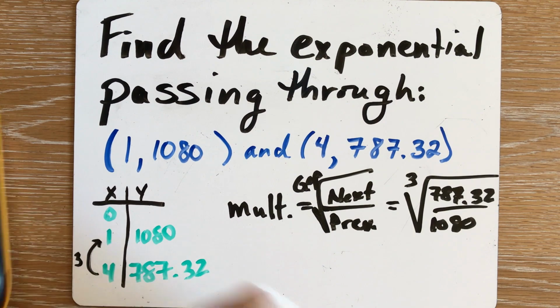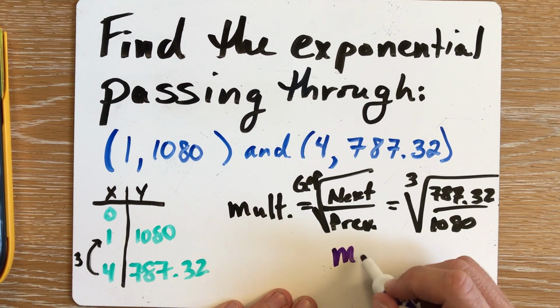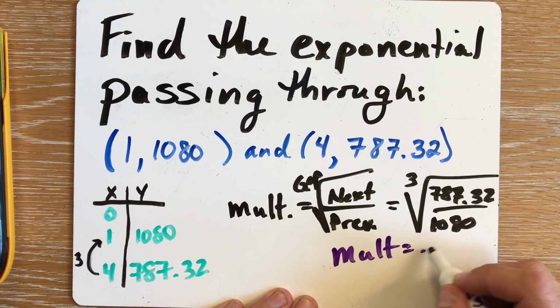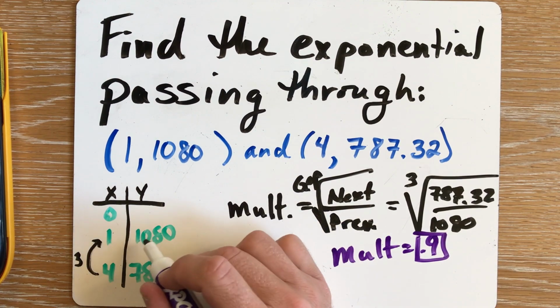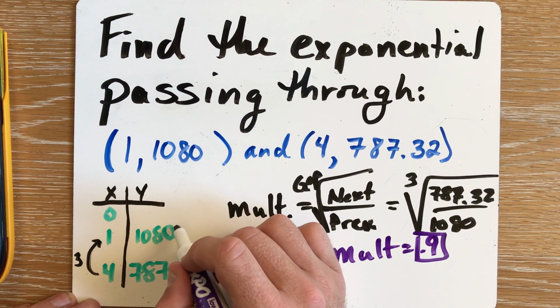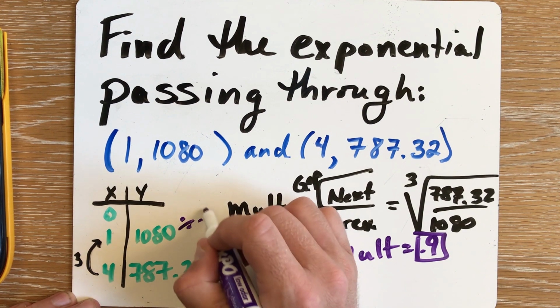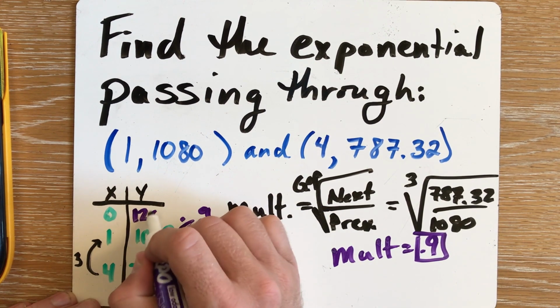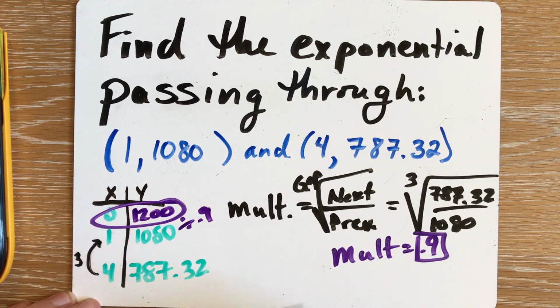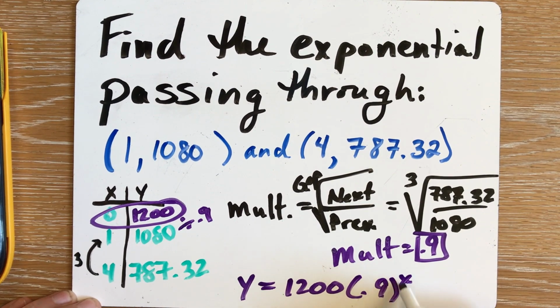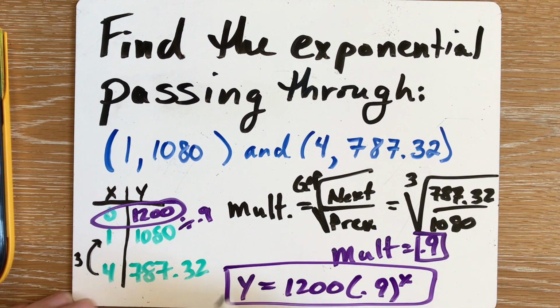So I just found an answer of 0.9, so my multiplier equals 0.9, and now I have to find my starting value. It's only 1 move back, so instead of doing a power of 1, I'm just going to take 1080 and divide it by 0.9, and the answer comes out to be 1200. Now I've got my starting value and my multiplier, so I can write the equation: y equals 1200 times 0.9 to the x power. It's as simple as that. Hopefully this video helps, and good luck in trying to work through these questions of finding exponential equations.